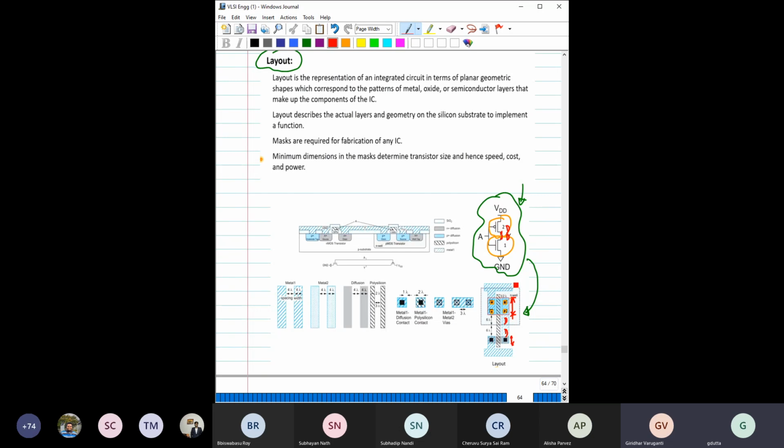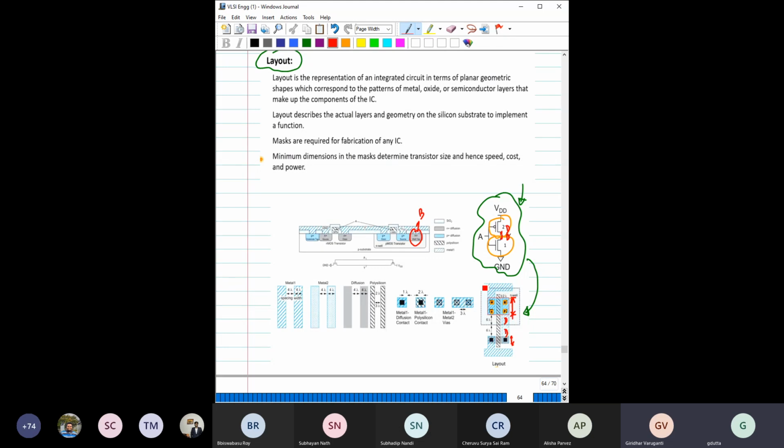Okay, so this is the general layout diagram here, but clearly you can see we have not considered the body contact. So here you can see for PMOS this is the body contact, where body and source have been connected. Here we have not considered it in this layout.